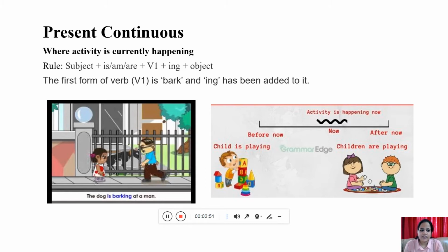Now let us see present continuous. We talk about present continuous when actions in the present are going on or happening. Let us see some examples. She is reading a storybook. You are singing too loudly. They are catching fish in a stream. Here we use the first form of the verb, and remember, is, am or are is added to the first form of the verb with ing and object.